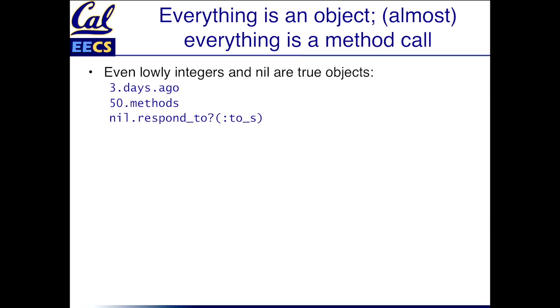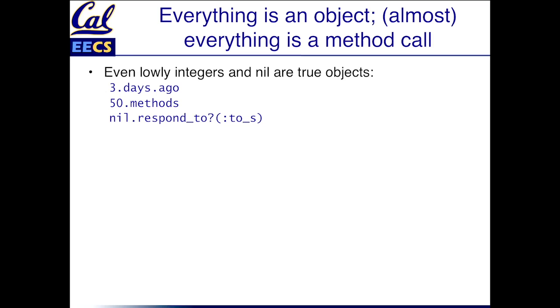3.days.ago will tell you how many seconds it's been since 3 days ago. Now, in raw Ruby, this won't work. It'll work in Rails. I'll get back to why that happens. But to give you a sense, I can also say 50.methods. I'm asking the integer 50, what methods do you respond to? What things do you know how to do? And in fact, I can explicitly in Ruby talk about responding to. I can ask an object directly, what methods do you respond to, by using this built-in respond_to method.